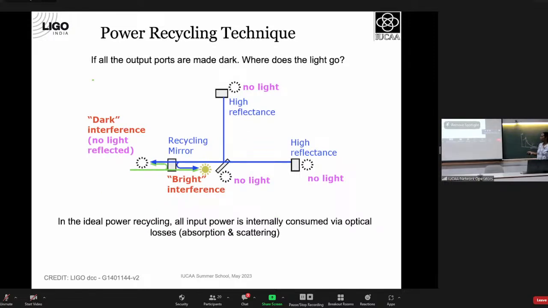So the main process where the light actually goes out is absorption and scattering. The interferometer consumes all the power so there's no point where it builds up indefinitely. The build-up is done. There is a stationary phase of the interferometer where the build-up is stable. Beyond that, the only losses are absorption and scattering that happens at the different components of the interferometer.